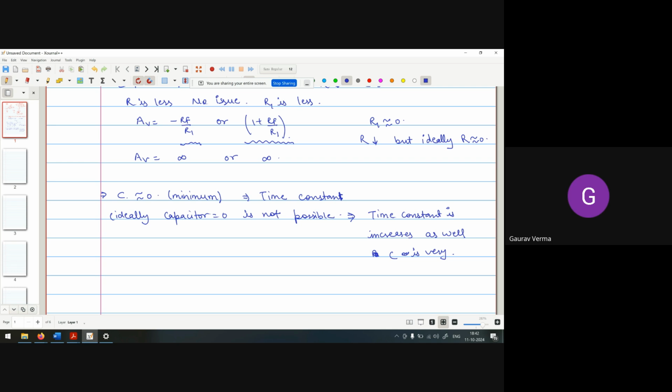Yeah, we want the time constant to be large. Why would we want that? Because a large time constant means the capacitor should discharge slowly. That means the capacitor will be working as a battery. And we want it to work as a battery because we want to make use of a single voltage source.